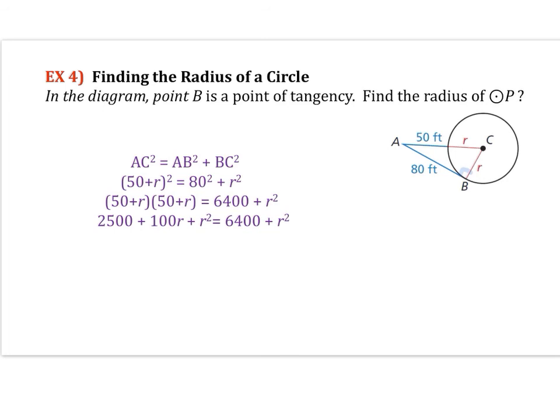Subtract the r squareds from each side. So our r squareds will zero each other out, leaving you with 2,500 plus 100r equals 6,400. So you're going to subtract this 2,500 to combine it with the 6,400, resulting in 100r equals 3,900. Then divide both sides by 100. So our radius is 39 feet.